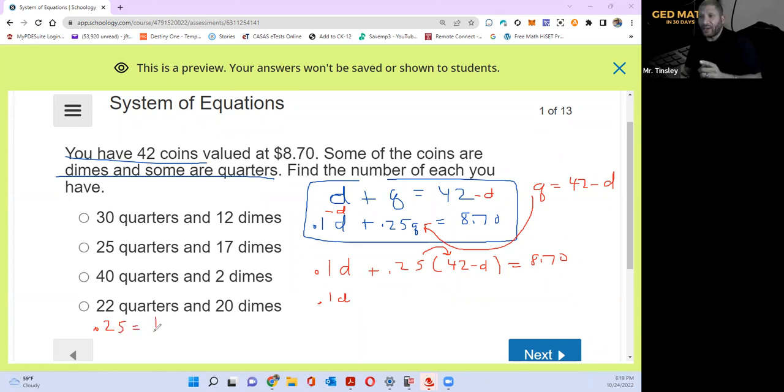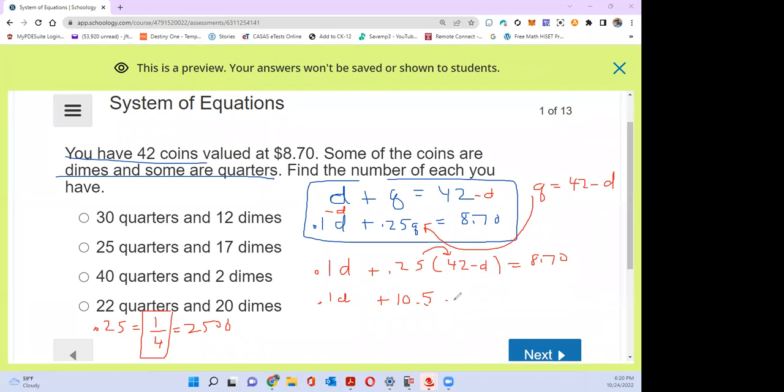0.25 is the same as 1/4, which is the same as 25%. So in this case, I'm going to multiply by 1/4. Well, multiplying by 1/4 is the same as dividing by 4. So you get 10.5. Everybody got me? Okay.